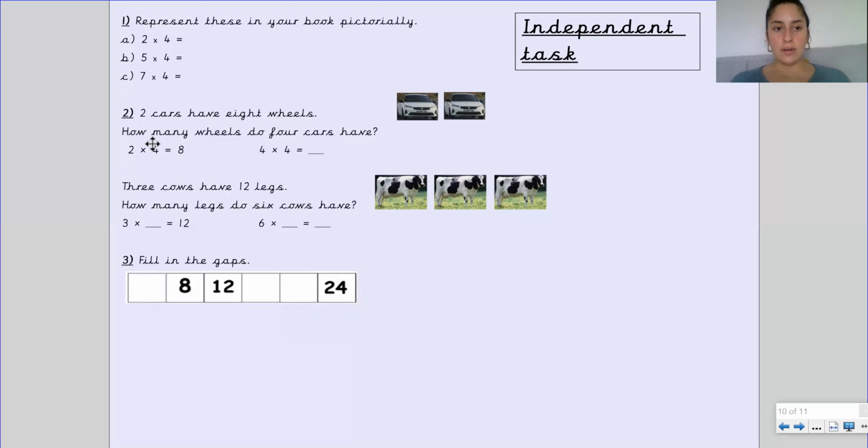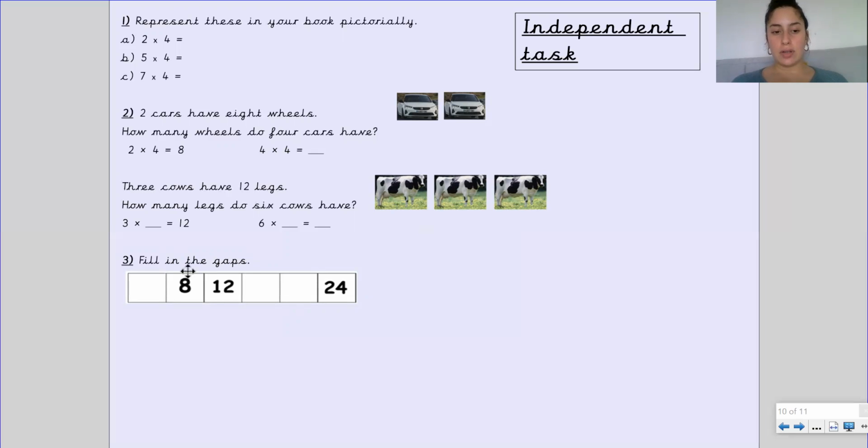Then the second question says 2 cars have 8 wheels. So 2 times 4 is 8. Why 4? Because each car has 4 wheels. So therefore, 2 cars that have 4 wheels equal 8 wheels together. So how many wheels do 4 cars have? If you need help to calculate this, you can either use your 2 times tables or pictorial representations. And the next one is very similar to the first one. Just make sure you read the questions carefully.